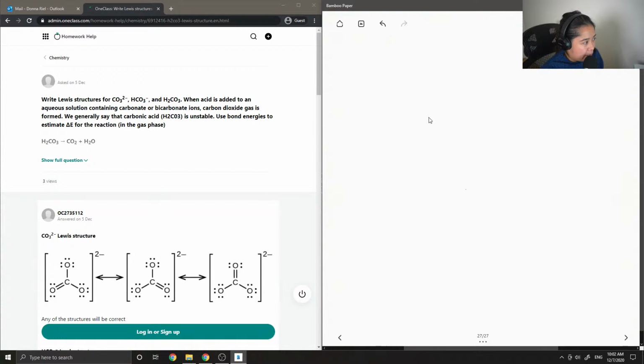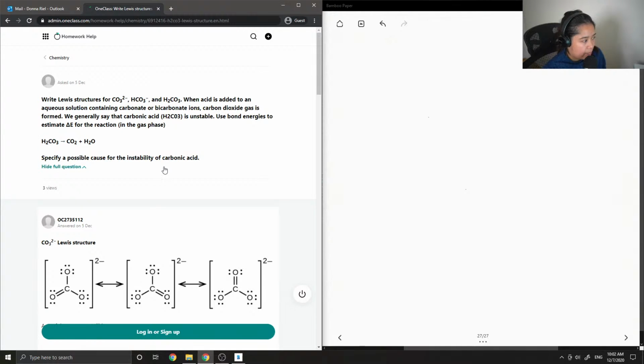Okay, so question 1 says to write Lewis structures for CO3 2-, HCO3-, and H2CO3. When acid is added to an aqueous solution containing carbonate or bicarbonate ions, carbon dioxide gas is formed. We generally say that carbonic acid, H2CO3, is unstable. Use bond energies to estimate delta E for the reaction in the gas phase. Specify a plausible cause for the instability of carbonic acid.